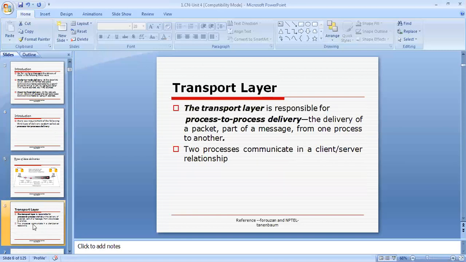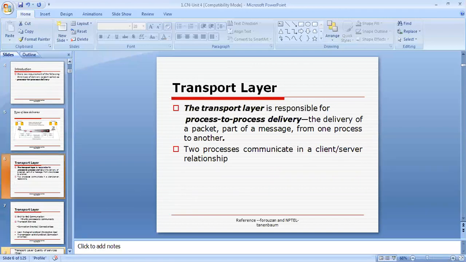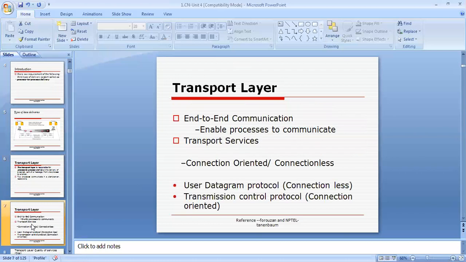Now let's start with the basic transport layer concept. The transport layer is mainly responsible for process to process delivery. Two processes communicate basically in client server architecture or client server relationship concepts. From the transport layer design issues point of view, the transport layer is responsible for end to end communication that enables processes to communicate with each other.